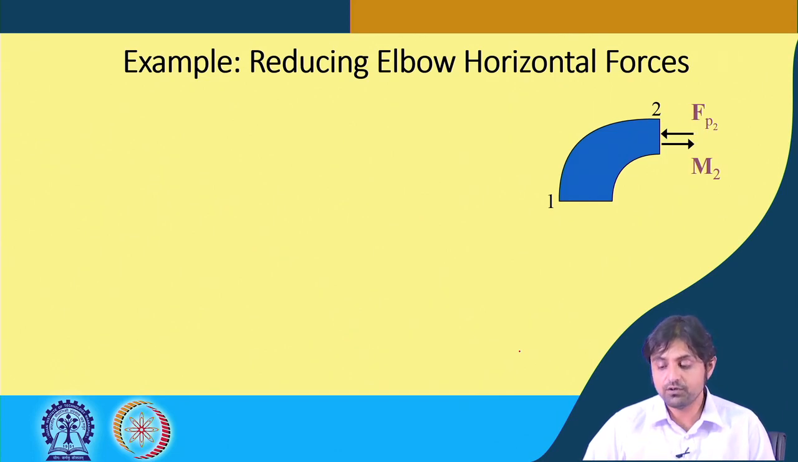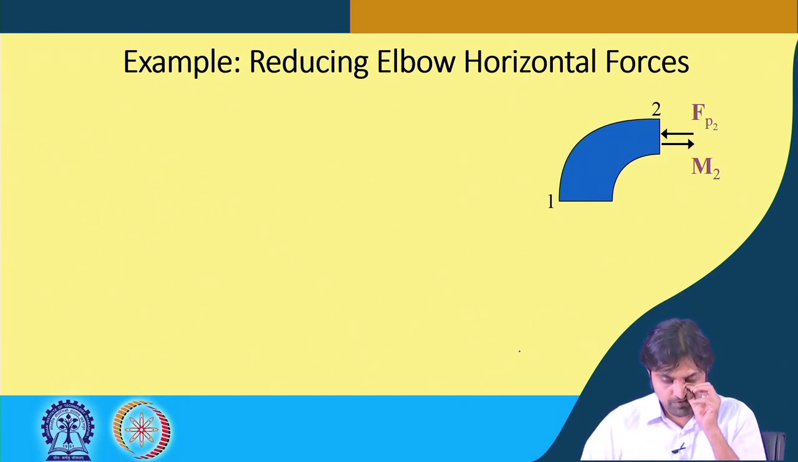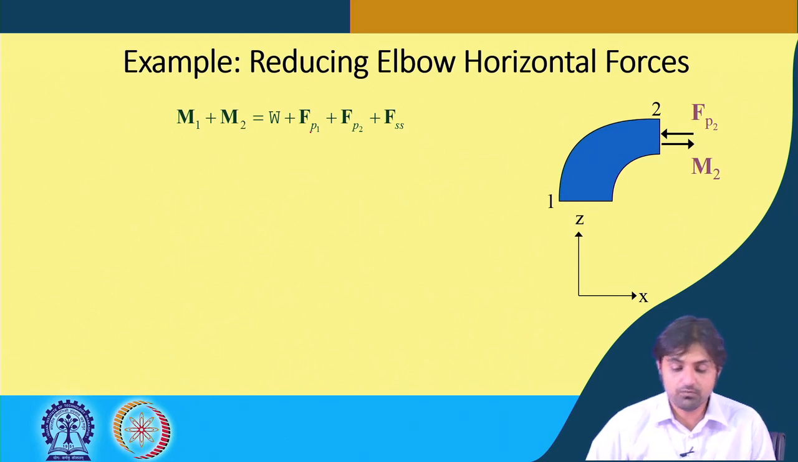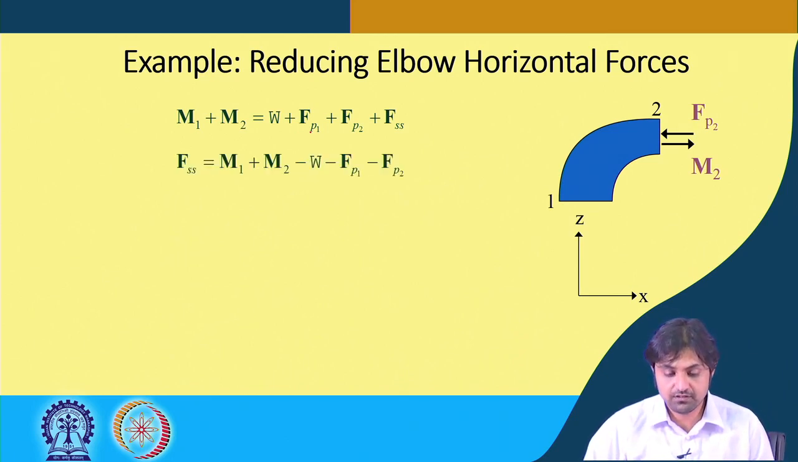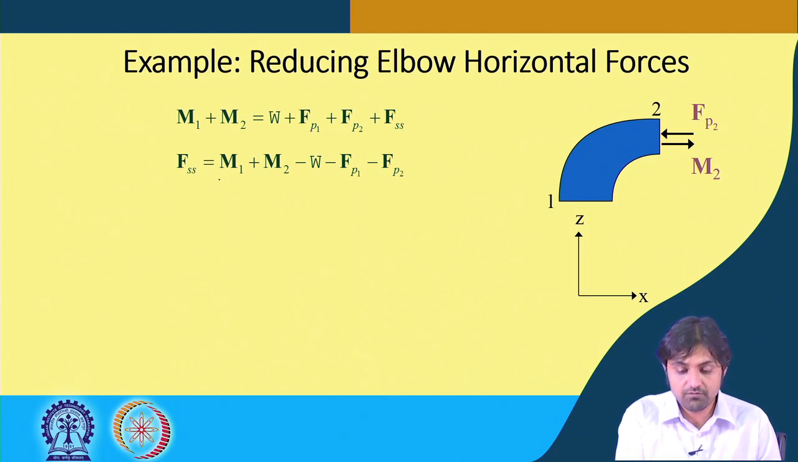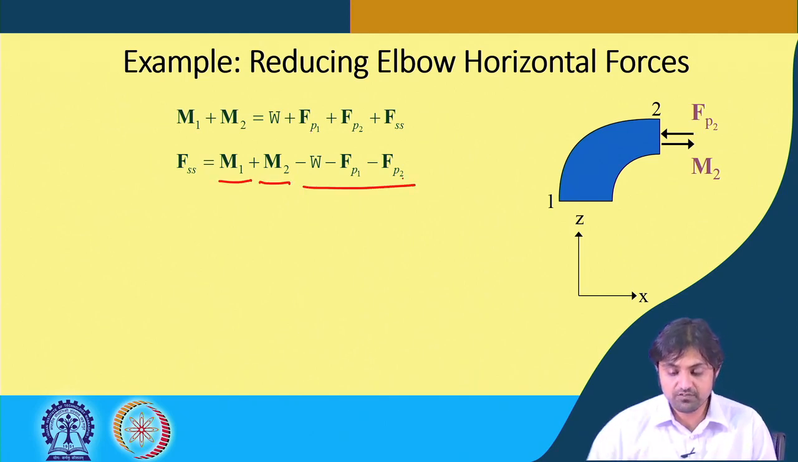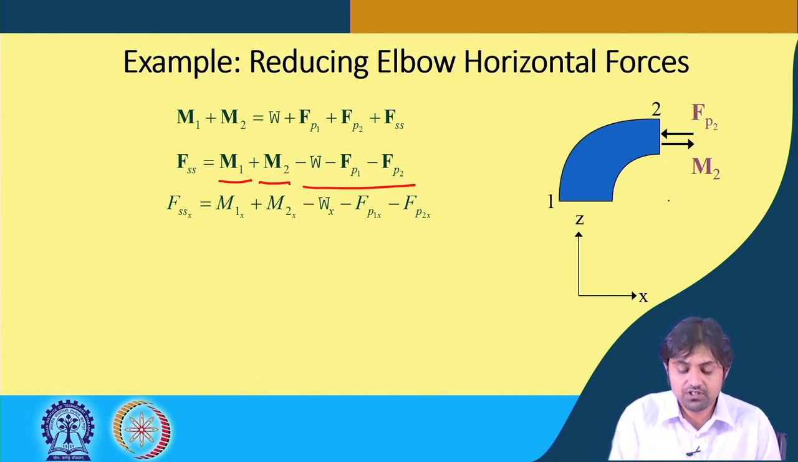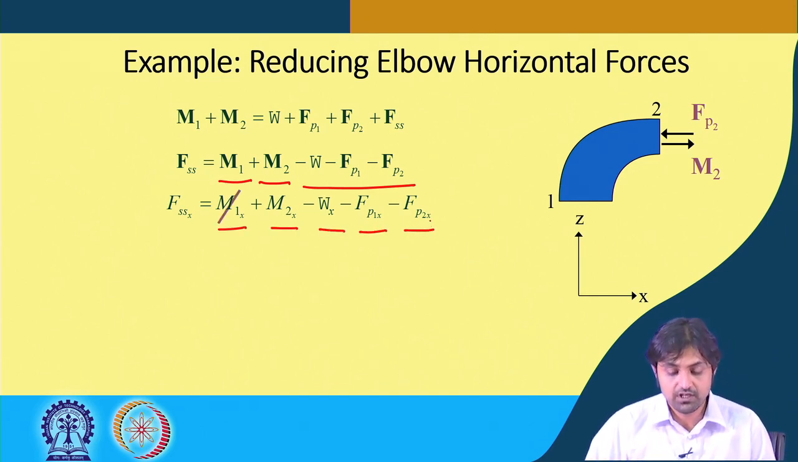Now it's important to find out the horizontal forces. What we have done so far is calculate the vertical forces. So the same: M1 plus M2 is equal to W plus Fp1 plus Fp2 plus Fss. So Fss is going to be M1 plus M2 minus W minus Fp1 minus Fp2, or Fssx in the x direction, because there are two components. It will be M1x plus M2x minus Wx minus Fp1x minus Fp2x. For M1x, there is no horizontal component because M1 was in the vertical direction. W was again acting vertically, so this is 0, and the pressure was also in the vertical direction, therefore this is also 0.